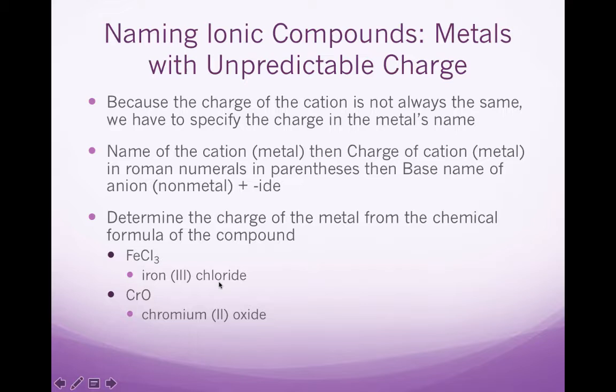That name is iron(III) chloride. So you have to determine the charge of the metal from the chemical formula of the compound. We'll always know the charge of the anion because, remember, anions always have predictable charges. So we can determine the charge of the metal from the charge of the anion. So here, chlorine we know forms -1. We have 3 of those, so we have a -3 charge from the chlorines. So iron must have a +3 charge for the charges to cancel. That's how we get iron(III) chloride. If we look at CrO, well, oxygen's -2, so chromium must be +2, so we get chromium(II) oxide.